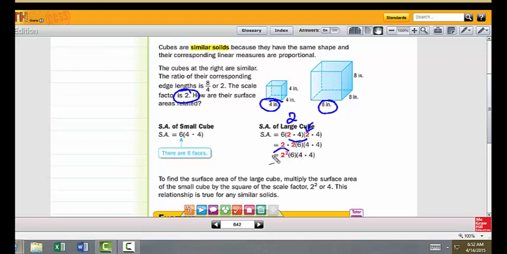Or in other words, we can see that we're multiplying by the square of the scale factor. It would be 2 squared. So we could multiply 6 times 4 times 4, get the surface area of the small cube, and if we multiply that by 4, or 2 squared, that would give us the surface area of the second. Remember, because it's surface area, which is a two-dimensional measure, we're going to multiply it by the square of the scale factor.